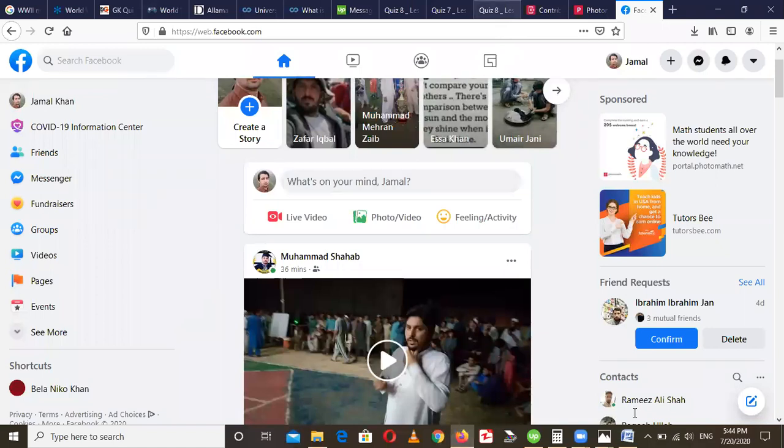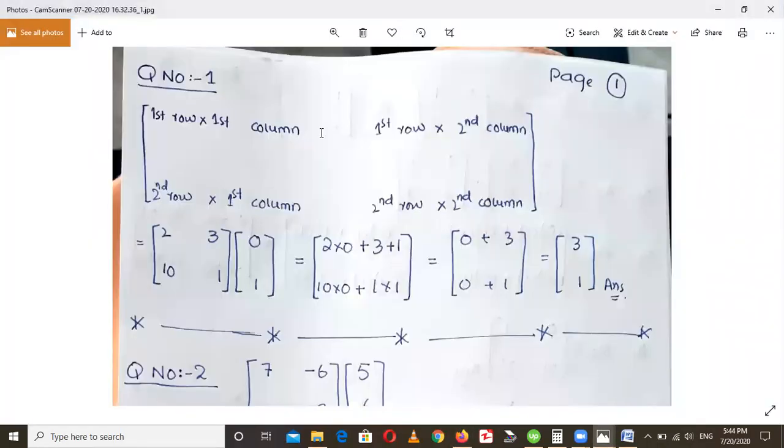No, this formula is for all the matrix to be multiplied. This is not for the first question. This formula is for all types of question, not for question 1. This is a common formula. Oh, okay.